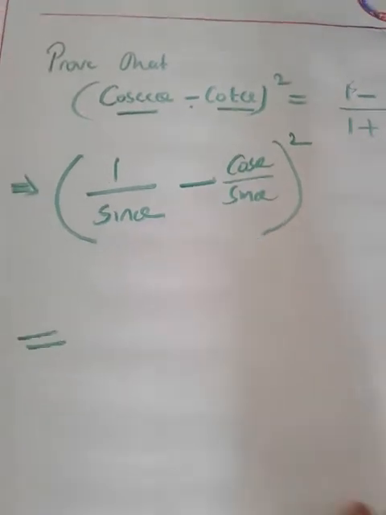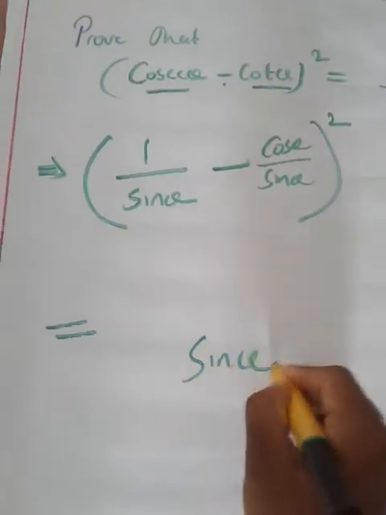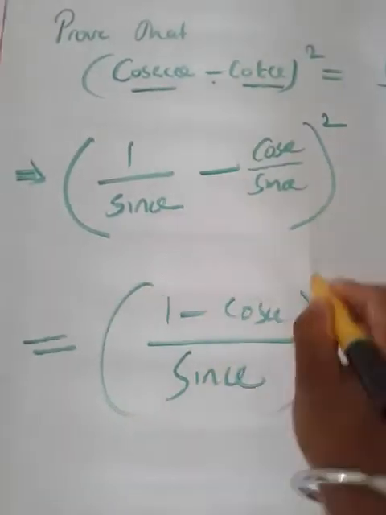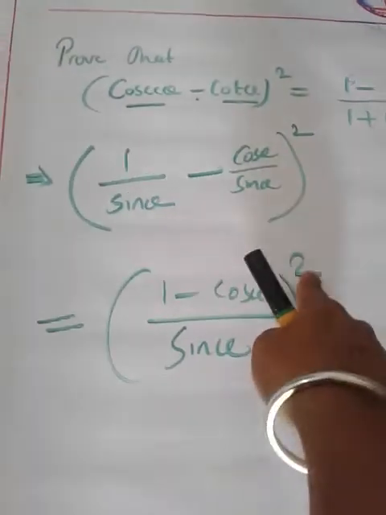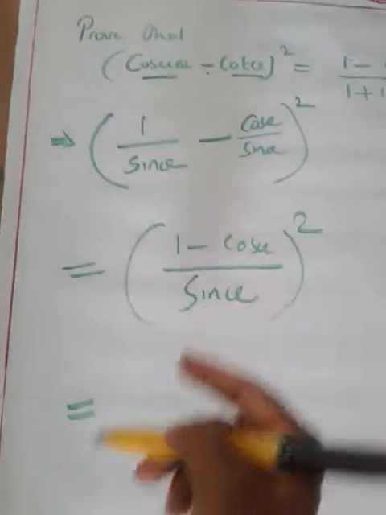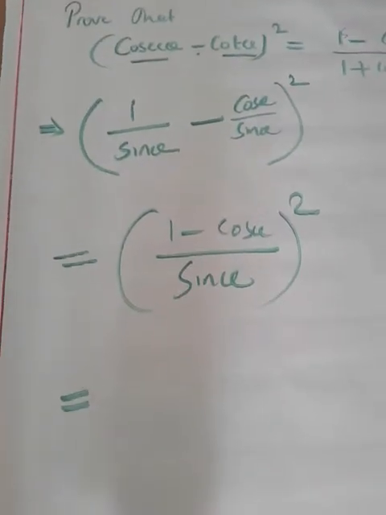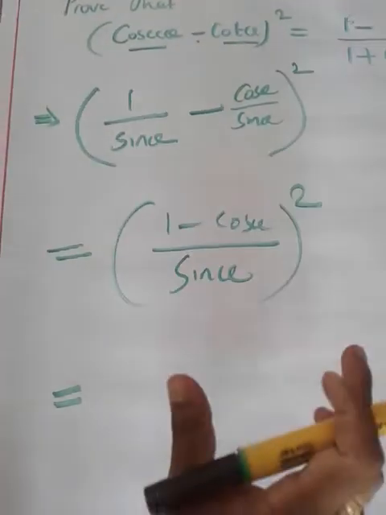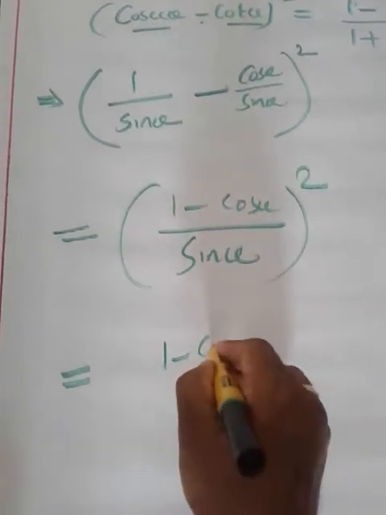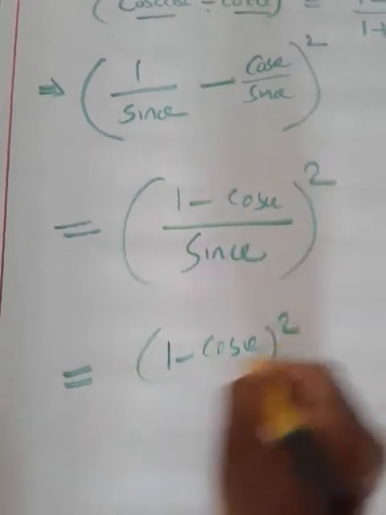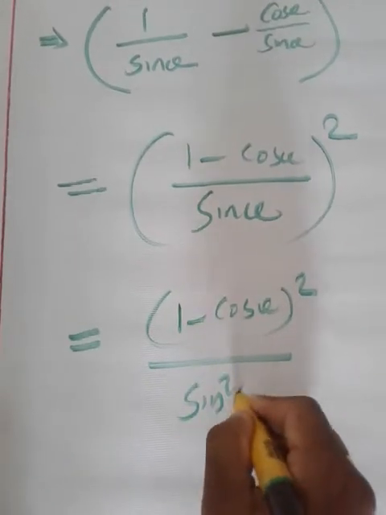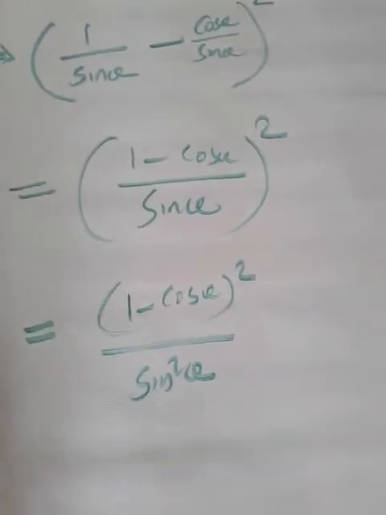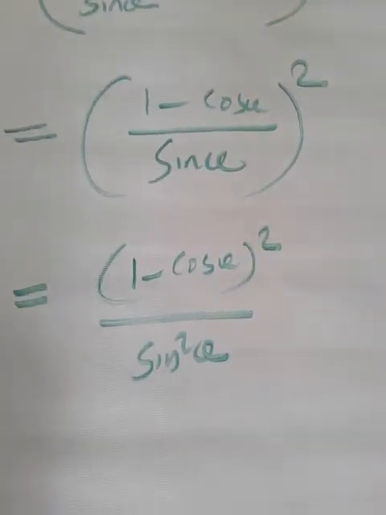Now, since the denominator is the same, just write that and subtract the numerators: 1 minus cos theta, and apply the all square. This all square is there in the question, that's why I am continuing with it. Since all square is there, we have to apply the square to the numerator and denominator separately. So apply the square for the numerator first and then for the denominator.